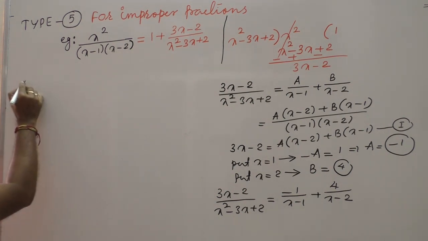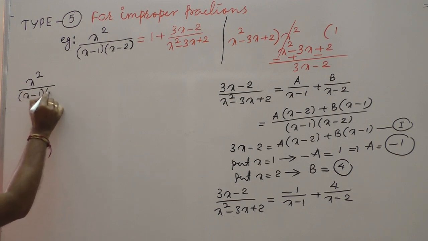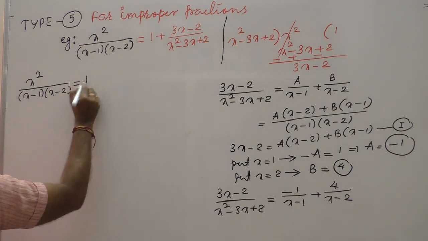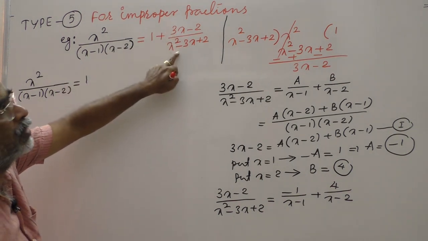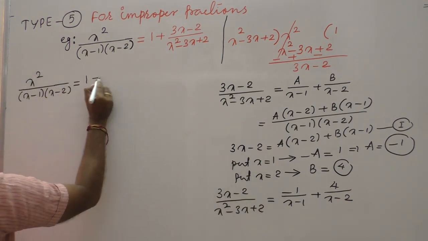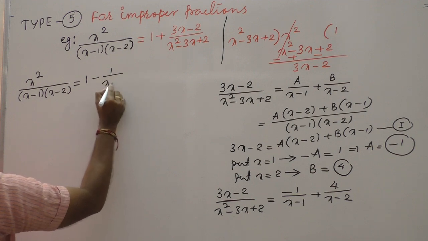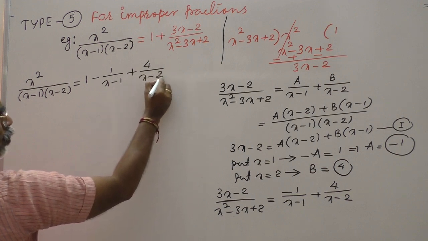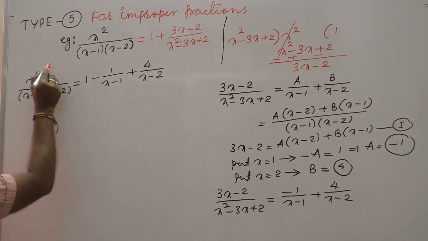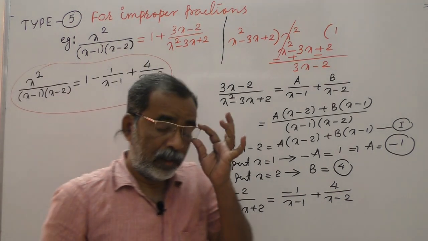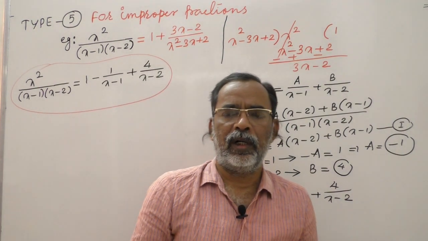Now coming to our question. This question, it was x square by (x minus 1) into (x minus 2). This can be written as 1 plus this rational fraction. In place of this rational fraction, I can write this: minus 1 divided by x minus 1 plus 4 divided by x minus 2. Therefore, for the given fraction, these are the partial fractions. This is the answer.